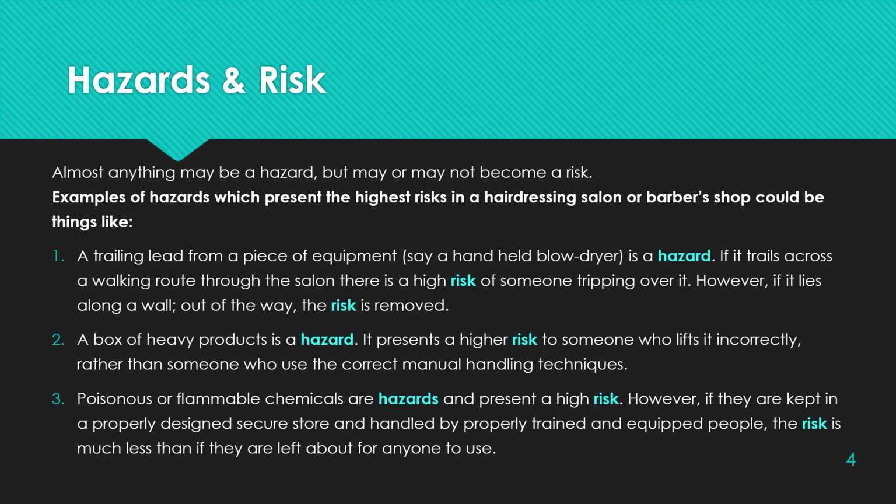2. A box of heavy products is a hazard. It presents a higher risk to someone who lifts it incorrectly, rather than someone who uses the correct manual handling techniques. 3. Poisonous or flammable chemicals are hazards and present a high risk. However, if they are kept in a properly designed secure store and handled by properly trained and equipped people, the risk is much less than if they are left about for anyone to use.